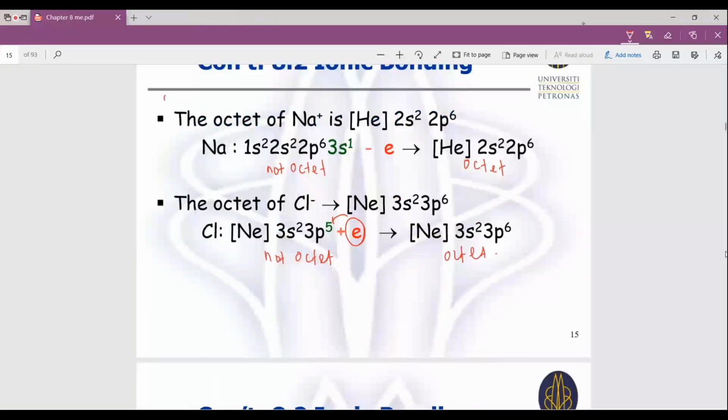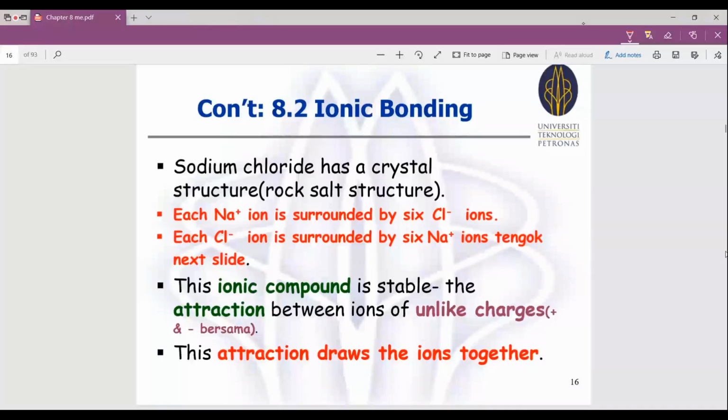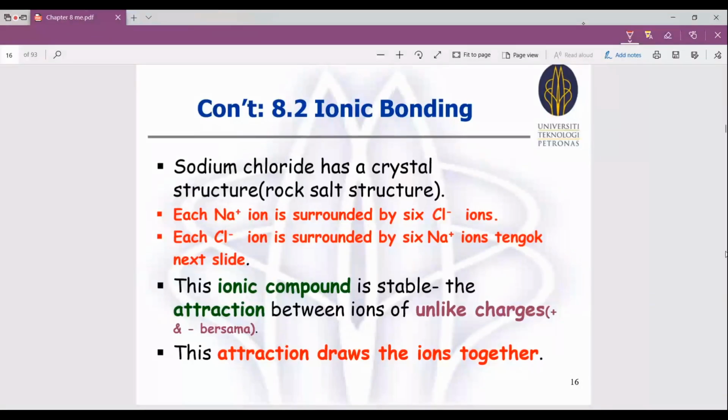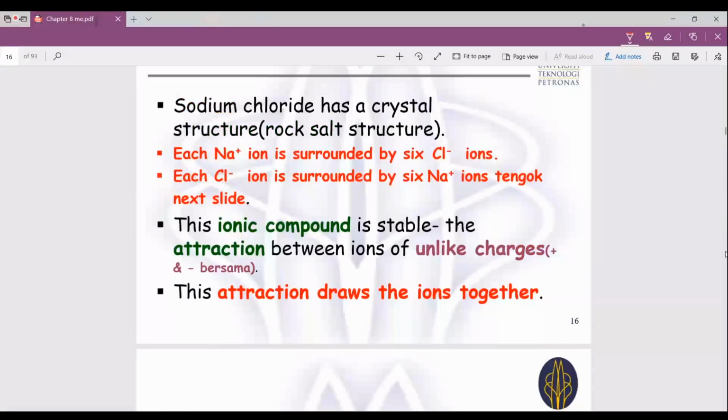So sodium chloride has a crystal structure, which is the rock salt structure. Each Na plus is surrounded by 6 Cl minus, and each Cl minus ion is surrounded by 6 Na plus. We call it tetrahedrally bonded with each atom here. You look at this figure. What is meant by this sentence here?